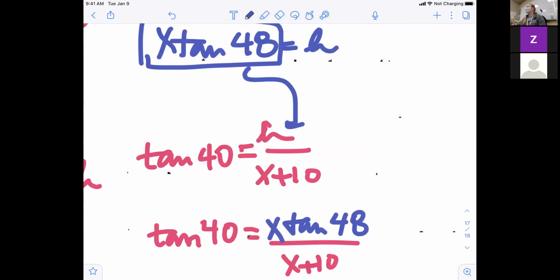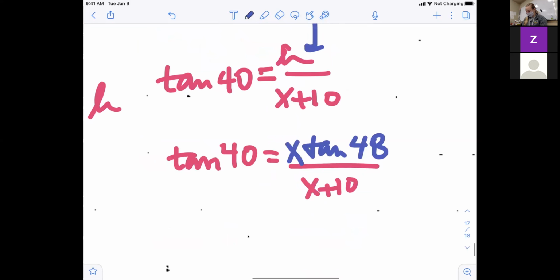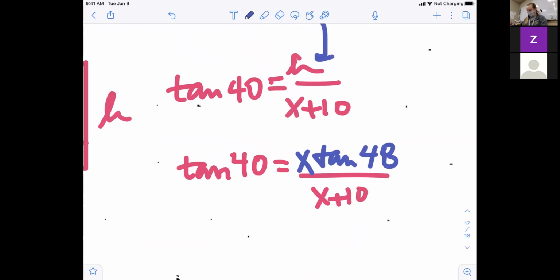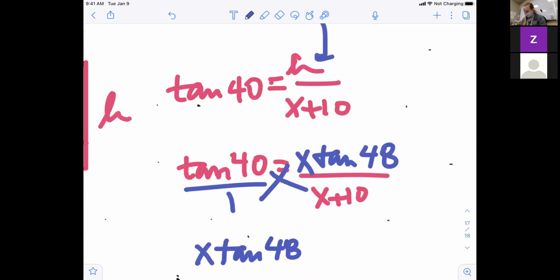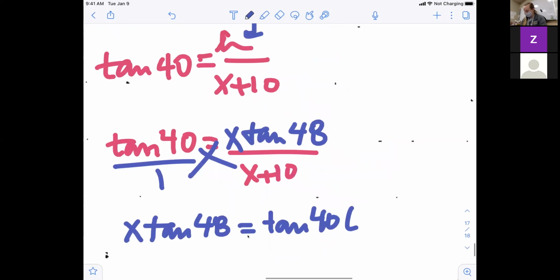You've done all the pre-calc parts now. This is just simply algebra from here on out. You need to algebraically simplify this to get x by itself. I don't want to deal with that fraction, so let's get rid of it. An easy way is to think about just cross multiplying, to get rid of that denominator. So I've got x tangent of 48 equals tangent of 40, excuse me, times x plus 10.